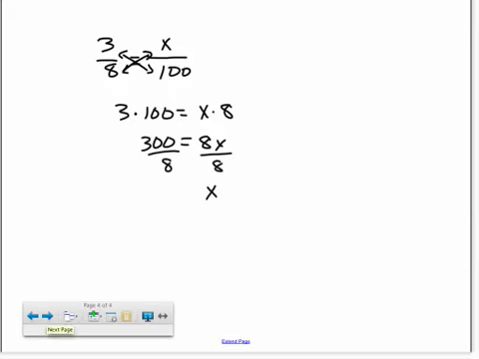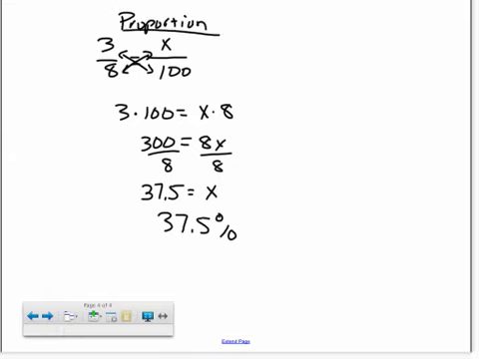Divide both sides by 8. X equals 300 divided by 8. And now, at this point I could use a calculator. I could divide it in, and it goes in 37.5 times. So my answer is not 37.5. My answer is 37.5%, because I wanted to write this as a percent. That is method 1. That's the proportion method. So if you like proportions, then this is a good method to use.